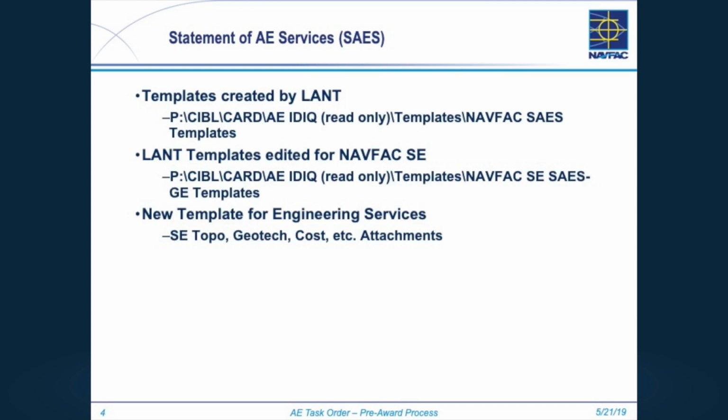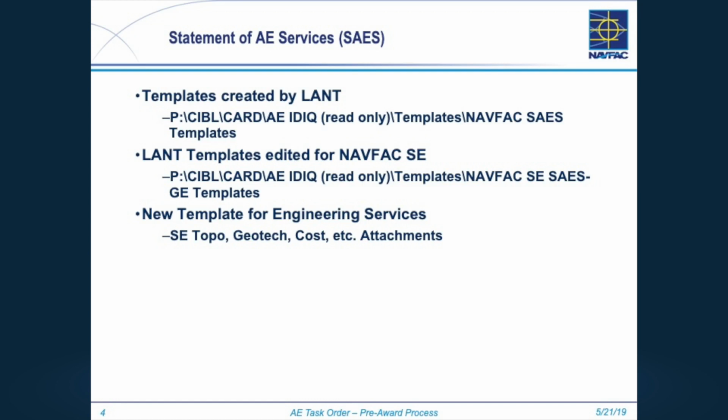So now you're ready to write your SAES, the Statement of Architectural Engineering Services. We've got templates that came down from LANT that are the templates we're to use for these actions. They are filed at this website, and we'll make sure you get a copy of all of this. It's in the card folder on the P drive. The LANT templates are very inclusive. They include everything and anything. They're about 60 pages long.